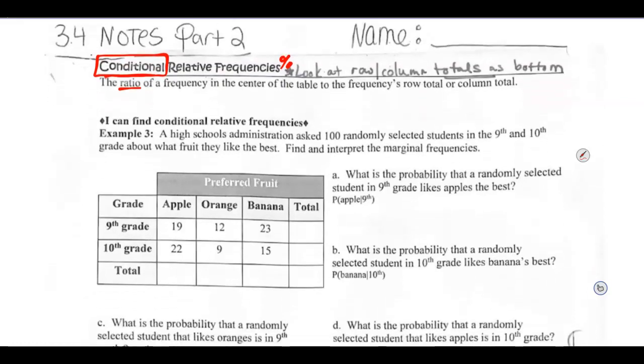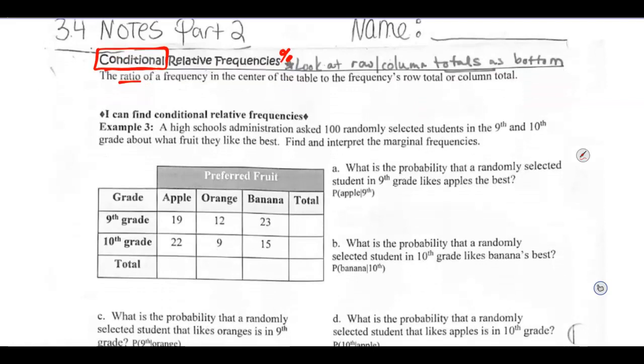So let's look at the first learning target here. I can find the conditional relative frequency. So the first thing here, we need to read this example and fill in some numbers. It just says, a school administration asked 100 randomly selected students. So I can see my joint frequencies right here. These are what are called joint, right? Because they have two things in common.